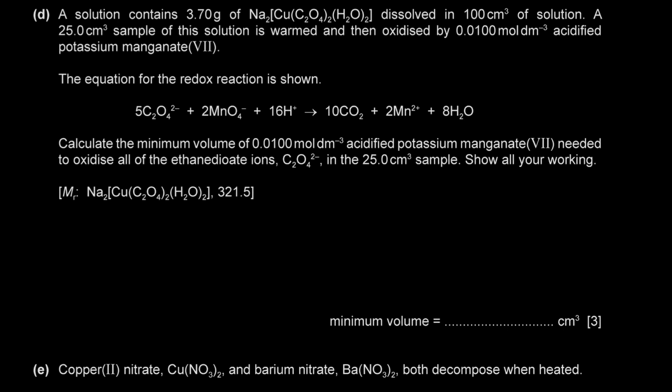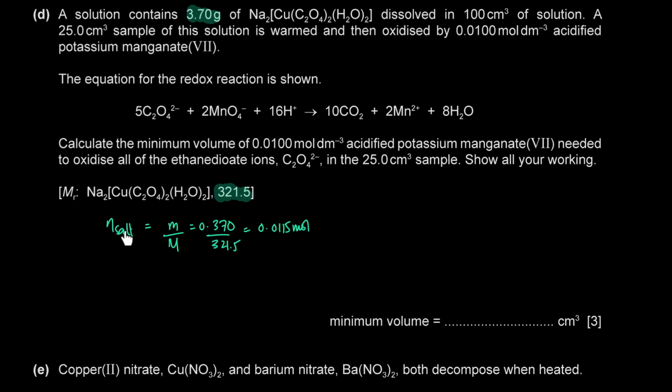So over here, since we've been given the mass of the salt initially and the Mr, we can first calculate the number of moles of salt. The number of moles of salt is equal to the mass divided by the molar mass, which is 0.370 divided by 321.5, which is equal to 0.0115 moles of salt. In this reaction here, we have ethanoate reacting with manganate 7.